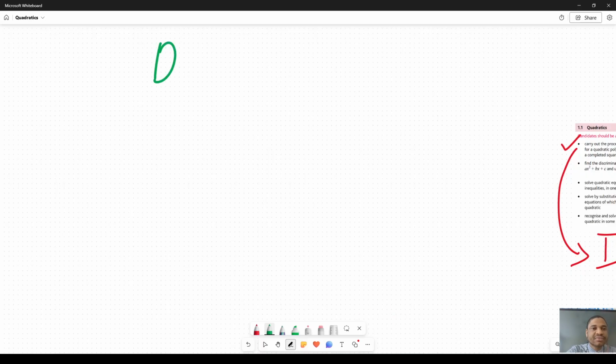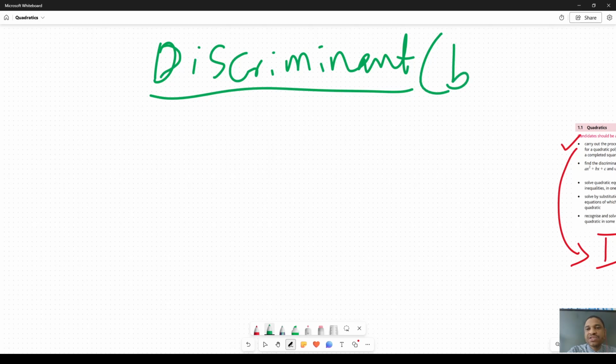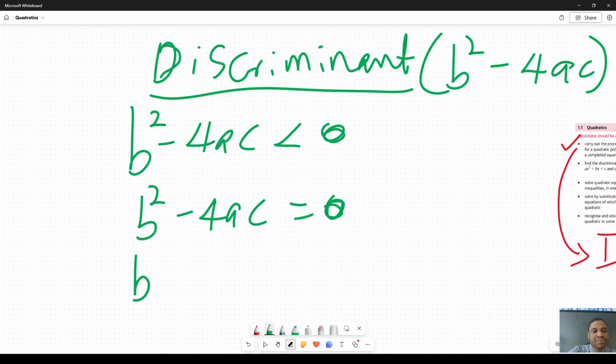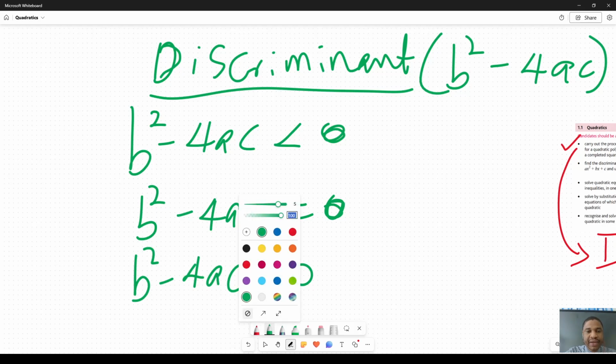So discriminant is mainly b squared minus 4ac. But there are three types of discriminant. So b squared minus 4ac, when it is less than 0, something happens. B squared minus 4ac, when it is equal to 0, something happens. B squared minus 4ac, when it is greater than 0, something happens. For this, just use a different pen.